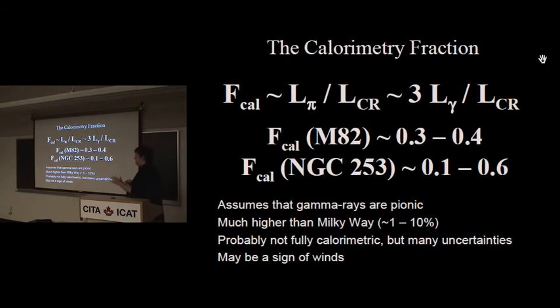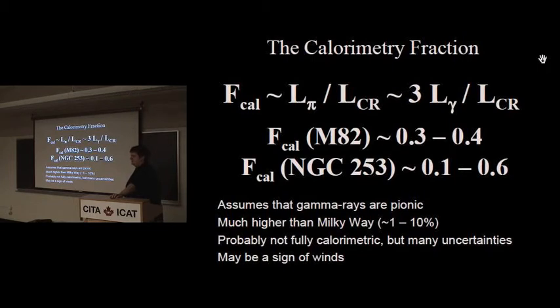NGC 253 is a bit more unclear because the supernova rate isn't as well known and the detection is fainter, so we don't know the luminosity as well. But our best estimate is that about 1/4 of the energy injected into cosmic rays gets destroyed, or converted, by these pionic processes. So is this cosmic ray luminosity coming from the supernova rate, or is it a star formation rate measured independently, and then you assume the supernova rate?